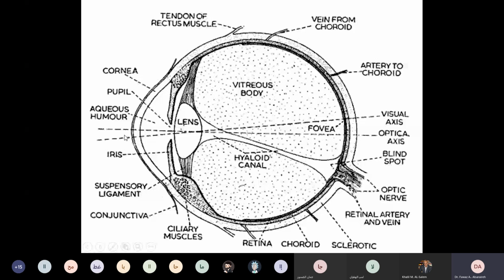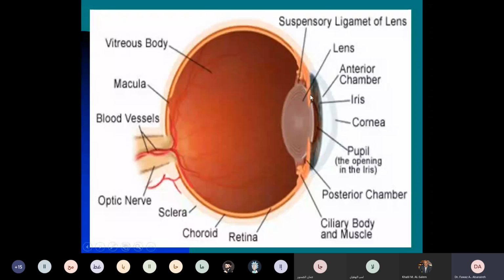زي ما احنا شايفين برضو اللينس is located in the middle here. anterior إلها في الايرس, posterior إلها في الفيتريوس. It's hanged or it is fixed with the suspensory ligaments which are originally coming from the ciliary body here. The lens itself is located again here. It is near many structures. It is near to the cornea, near to the iris, near to the ciliary body. So any disease of these structures also can affect the lens itself.